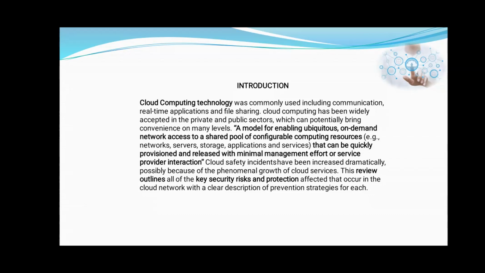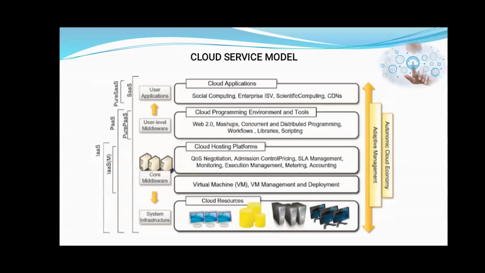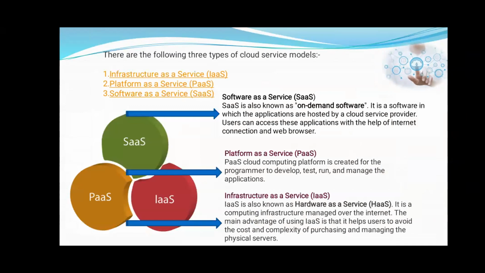And the prevention strategies for each technique will be the following. So here we can see the cloud service model, and we have the models: infrastructure as a service, platform as a service. And here we can see the cloud application programming environment and its tools, its hosting platform, and the resources with the applications. So these are the three types of cloud service model: infrastructure as a service, platform as a service, and software as a service. They deal according to the function.